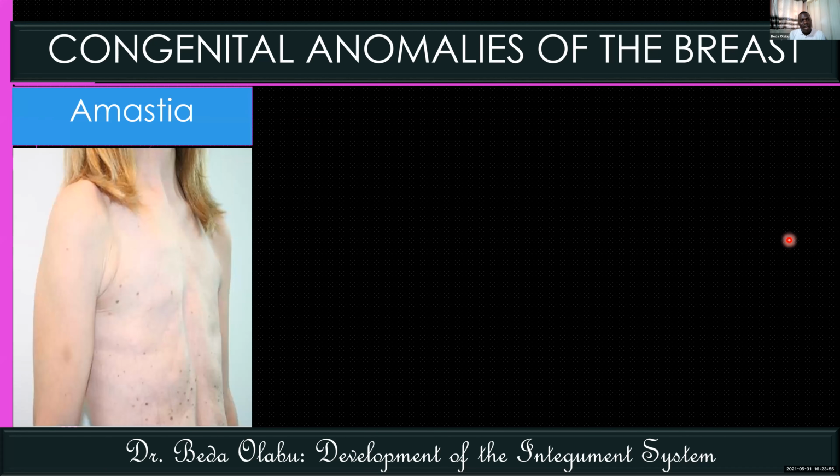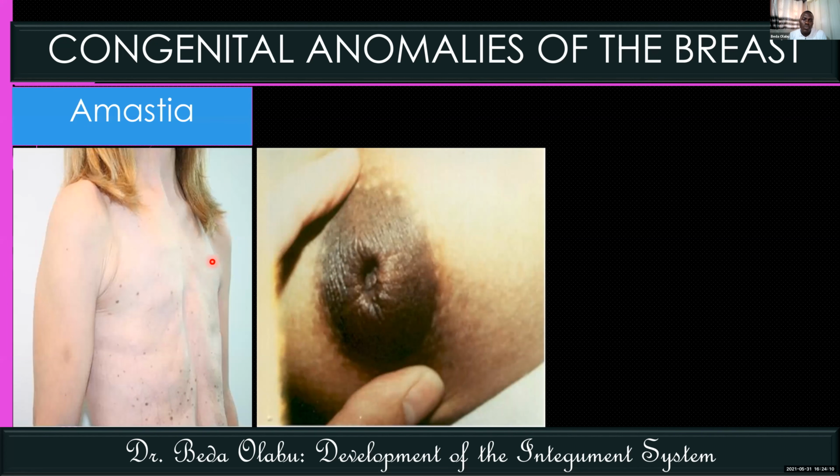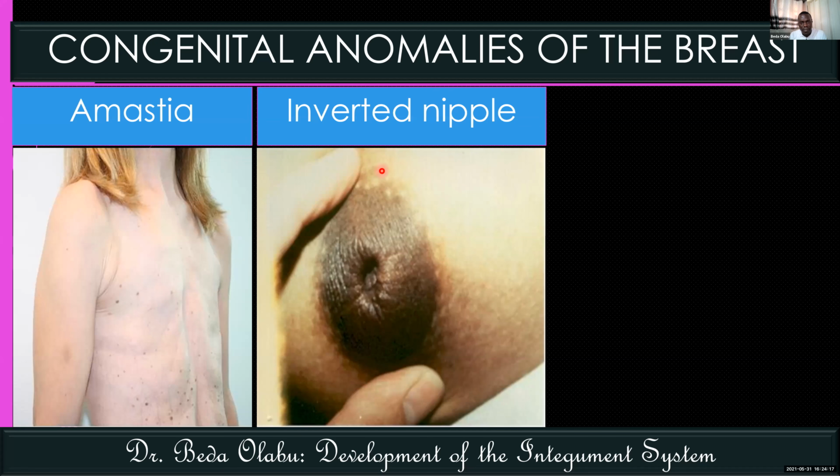Okay, you can also have congenital absence of the breast. Now, this is a woman, and this is not the back, this is the front, actually. She doesn't have breast. Could be part of a syndrome like Turner syndrome. That is amastia. This one is a common one where the nipple is inverted. You just call it inverted nipple. Very common in our setup, actually. And you people knowing that you practice, I'm sure you know how to manage inverted nipple.